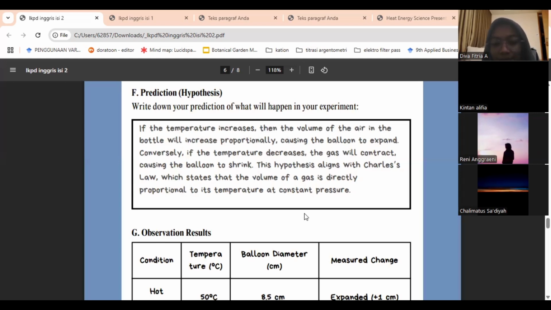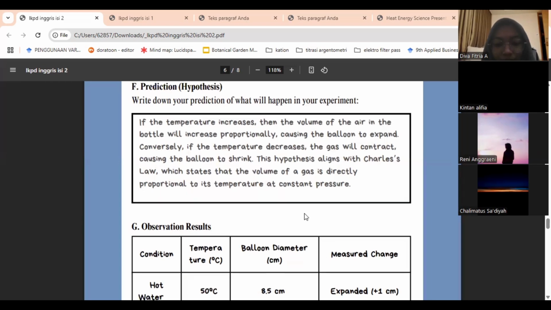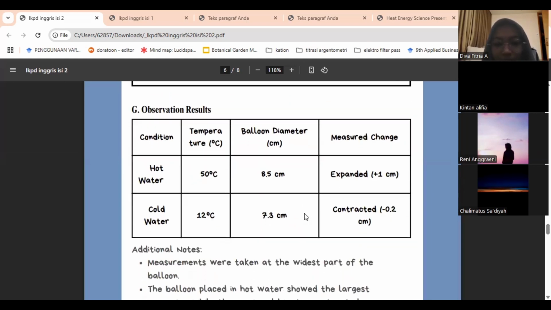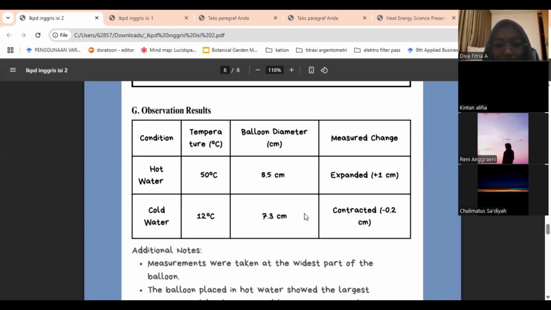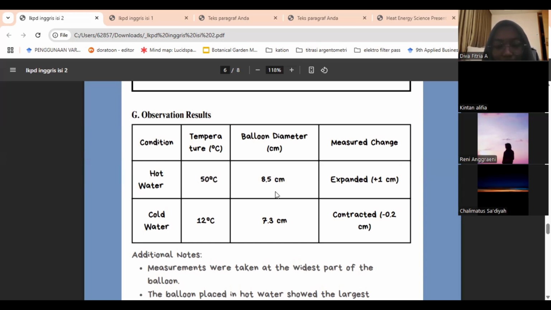And then research objective is to investigate the effect of temperature on the volume of gas inside a sealed container by observing changes in balloon size. And then next, my friend, can you add in tools and material: two elastic latex balloons, two empty glass bottles, a bowl of hot water, a bowl of cold water, and then flexible ruler or glycerin pack.